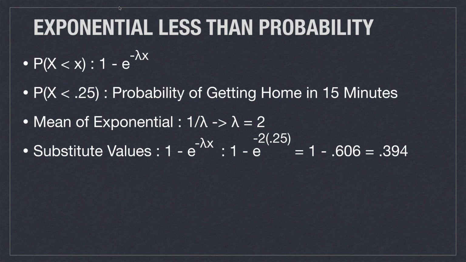I can just simply plug in these different values into our formula. And remember, this is a less than situation. I want to see if I can get home in less than 15 minutes. And if I perform that calculation, you could see that I have a 0.394 chance of getting home in under 15 minutes based off of known information.